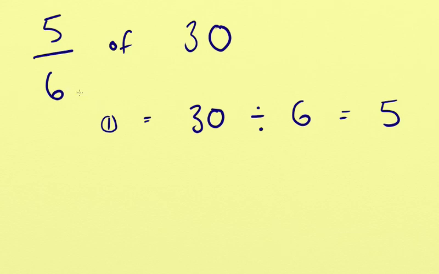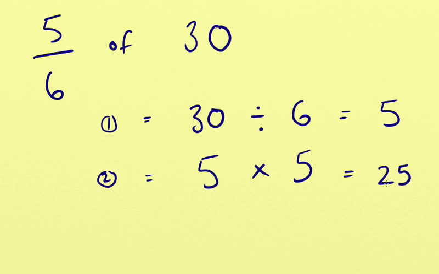Now, we don't just want 1/6, because this is just giving us what 1/6 of this number is. We want 5/6. So we're going to take our answer, and then we're going to multiply it. So the second step of this calculation, take your answer and multiply it by the top number of this fraction, which is also 5. So 5 lots of 5 gives you 25. So that's our answer. 5/6 of 30 is equal to 25.